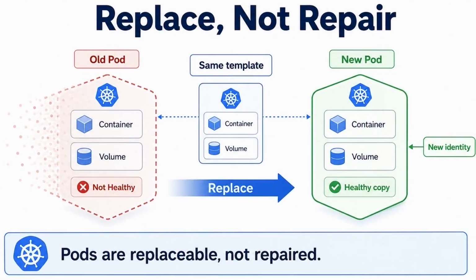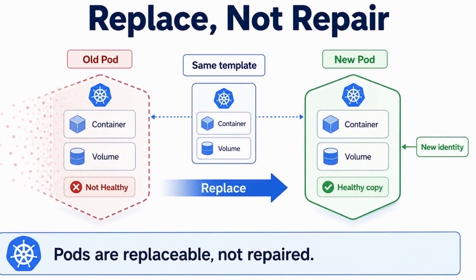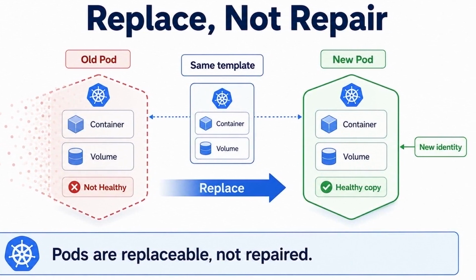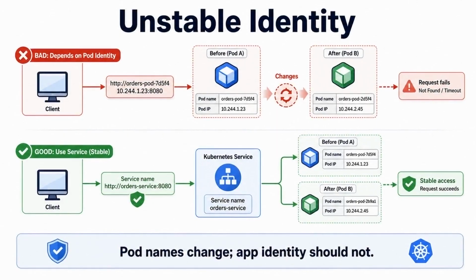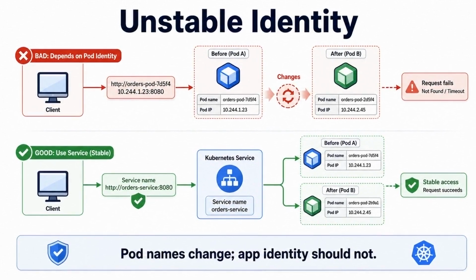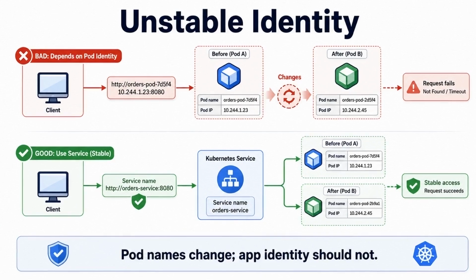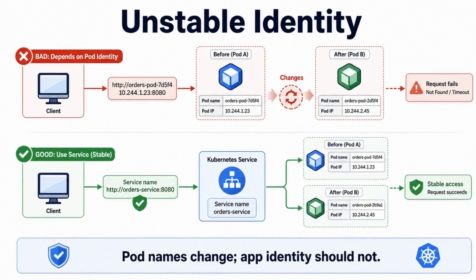A pod is not something you nurse back to health like a pet server. In normal Kubernetes operation, a broken pod is replaced with a new one from the template. That replacement may have a new name, new IP, and new lifecycle history. That is why production systems should not depend on a specific pod name or pod IP as the application contract. Pods change. The stable identity belongs above them through services, deployments, and the declared application model.